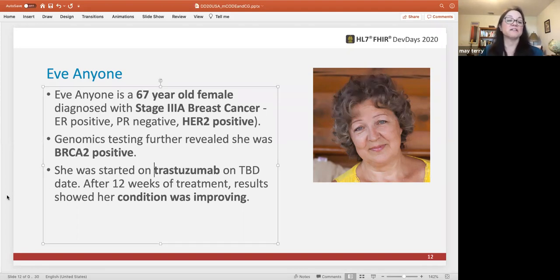At some point, she was started on trastuzumab on this certain date, this TBD date, and then after a while, her condition was improving. The idea behind this is that, again, as you go further to representing mCODE and saying, well, how can I use this, so I can be a bit more prescriptive on the types of targeted therapies, how could we potentially represent this in mCODE?